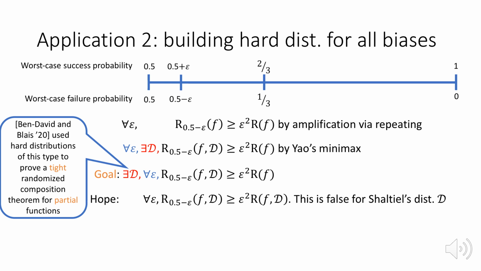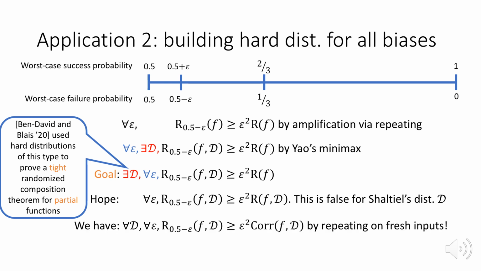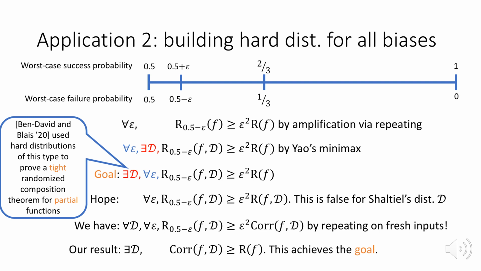However, this may not be true. Shaltiel's example shows a distribution where achieving epsilon bias only requires constant number of queries, but achieving constant bias requires n queries. To make this work, we observe that such an amplification claim becomes true if we replace the right-hand side by core of f under D. Indeed, when we have multiple inputs, we can amplify the bias simply by repeating on fresh inputs. Finally, we apply our main result, which shows the existence of hard distribution D, where solving the correlated samples problem is at least as hard as computing f given a single input, and this achieves the goal together with the amplification claim above.